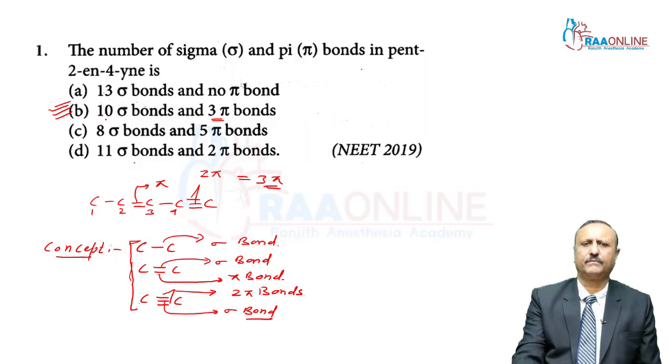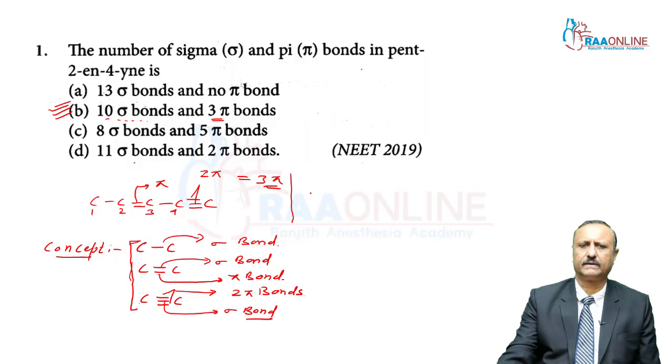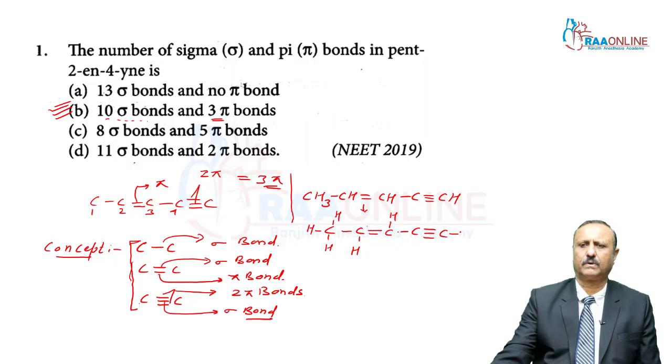How many sigma bonds? If you see this whole molecule, then we can draw the whole molecule: CH3, CH, double bond, CH, single bond, C, triple bond, CH. You can also count the sigma bonds here. You can also draw the structural formula of this: CH3, CH, double bond, CH, here C, triple bond CH.